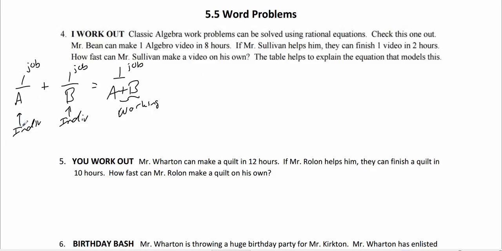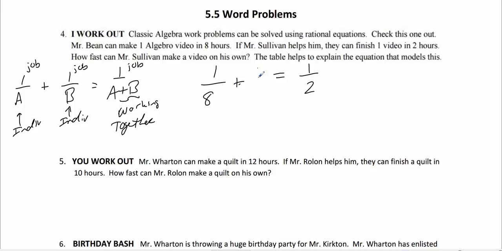So he is the first individual. His job is 1 video. So he makes 1 video in 8 hours. If Mr. Sullivan helps him, they can finish 1 video in 2 hours. Well, it's helping. That's when they're working together. Sorry, I didn't put that down there before. They're working together. So that means that there's 1 over 2. The job is making a video in 2 hours.